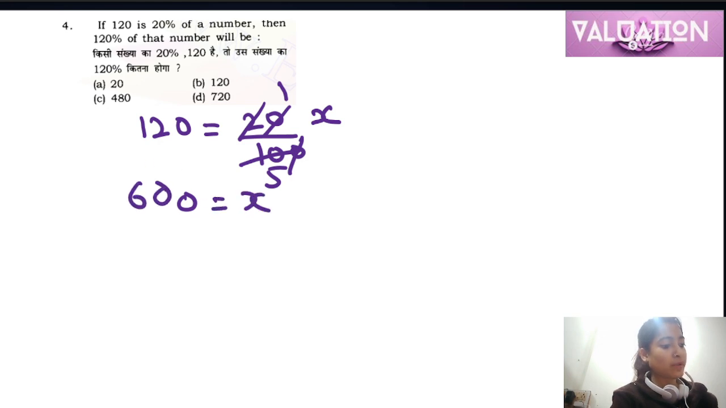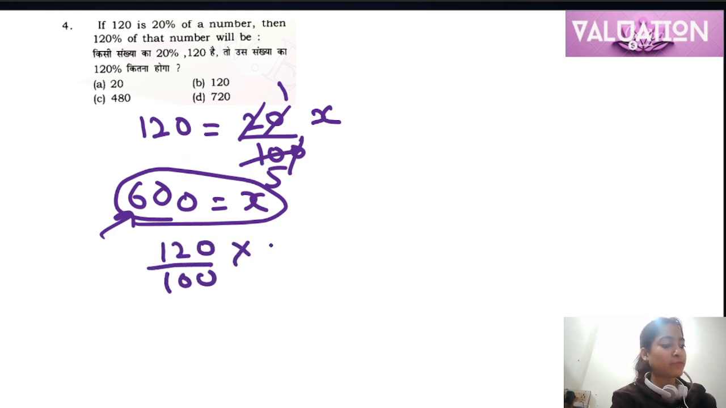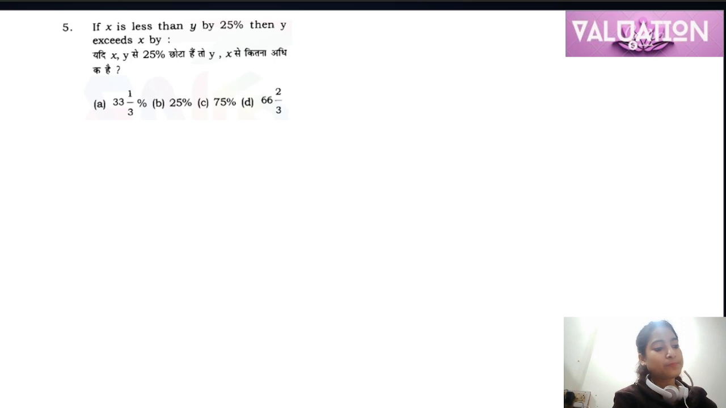600 is equal to x. So the value of x is 600. What we have to find? We have to find 120% of that number. So we have to find 120% of 600. So 120% of 600 will be 720. So the correct answer is 720. So let's move to the next question.